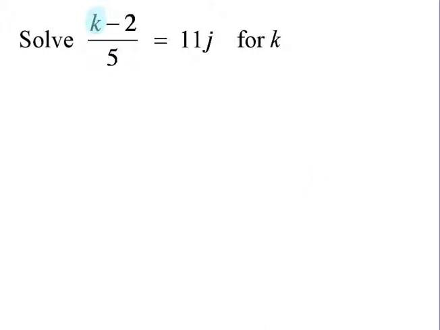What do you think the first thing to do is? Times both sides by 5. That's exactly right. I want to get rid of this 5, and I can't get rid of the 2 until I get rid of the 5. So I'm going to multiply both sides by 5.